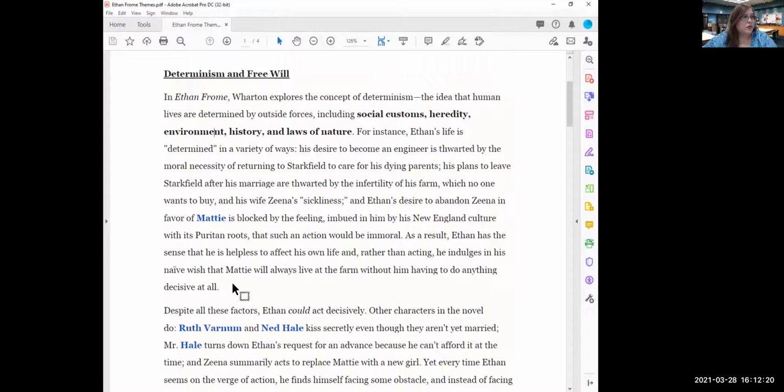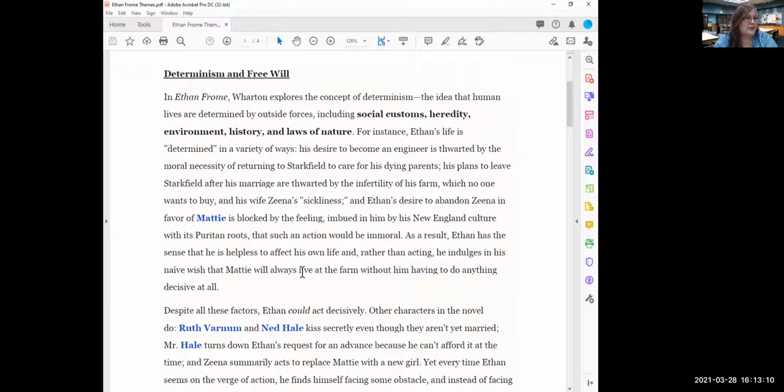All right, so this is one of the themes from the book, Determinism and Free Will, and I'm going to show you how it was presented in Ethan Frome, and then you, when you do your brainstorming, will think about ways that you see it presented in our current society. Okay, so in Ethan Frome, Wharton explores the concept of determinism, the idea that human lives are determined by outside forces, including social customs, heredity, environment, history, and laws of nature. That's what you would be exploring, the ones in bold. And those are not your topics either. You're going to brainstorm them to create your own topic.